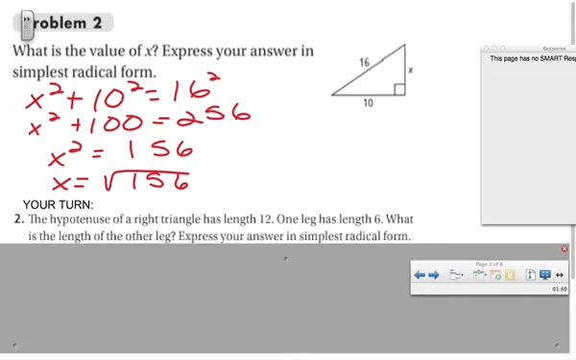So 156 is divisible by 4. And when I divide 156 by 4, I get 39. So our answer is 2 radical 39. There is a your turn. Take a moment and work through that within your group.